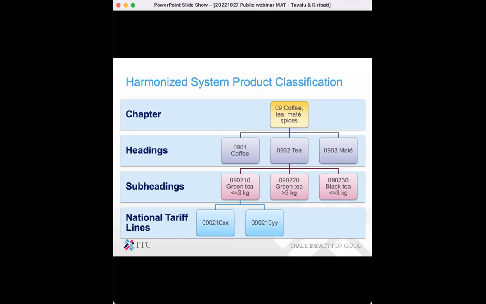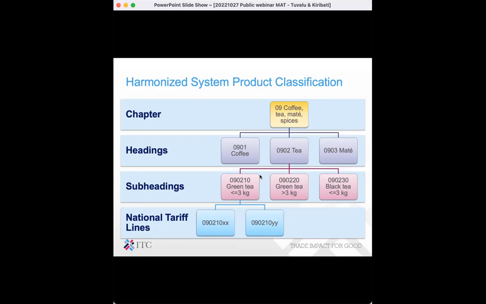If we want to define these products even more in detail, we can go into subheadings, which have 6-digit codes. And here we can see that tea, for example, at an international level, will be defined as green tea less than 3 kilos, green tea more than 3 kilos, black tea less than 3 kilos. And again, this list can go on and on. So this is non-exhaustive. We are just looking at an example of what these codes might look like.